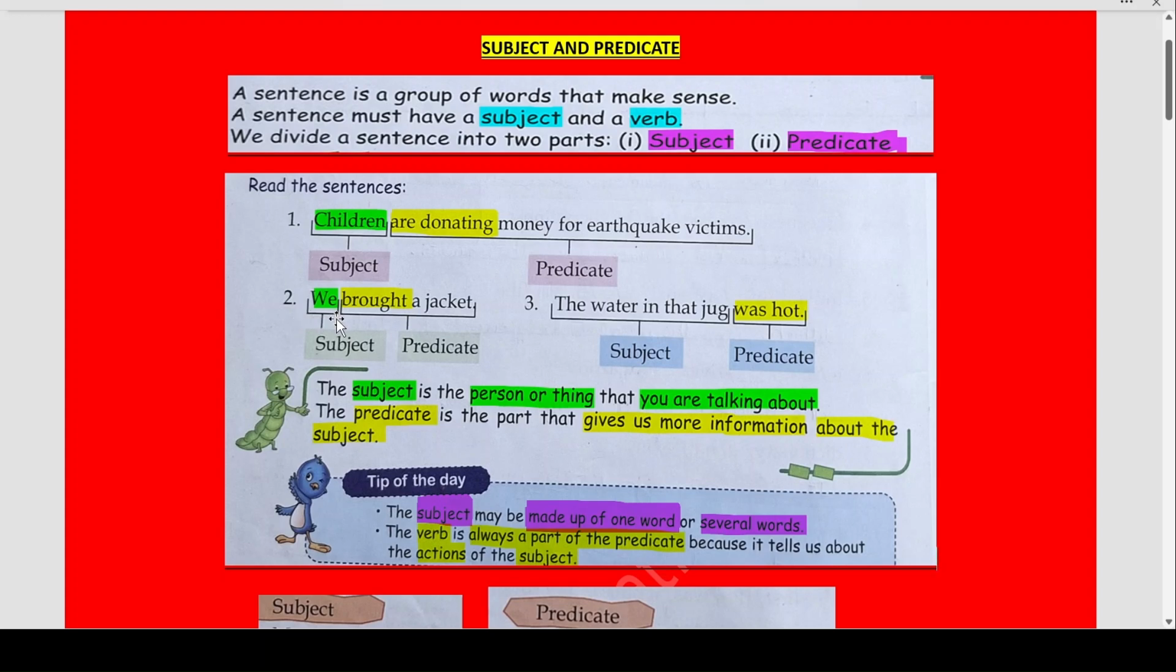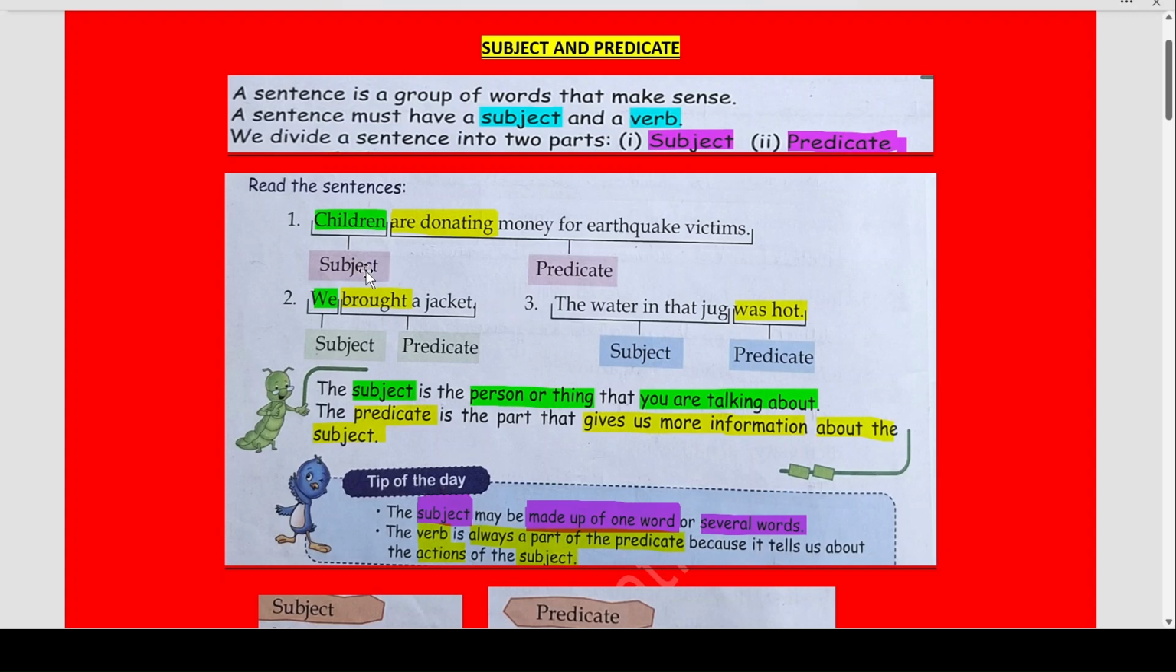Next, number two, we brought a jacket. If you are asked to divide the sentence into subject and predicate, what is the first thing you need to identify? The subject. What is the subject about whom we are going to talk about? What is the subject doing? So the subject here is we. And what is the subject doing?